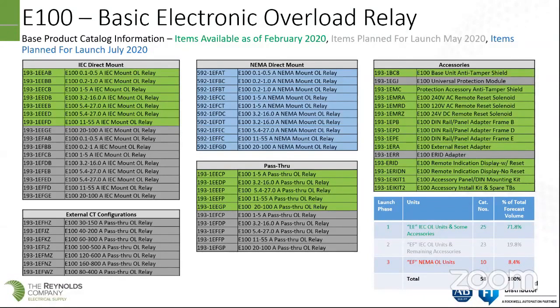So the basic versions are out currently. They can be purchased. The advanced versions will be out next, hopefully here in the next week or two. And then the NEMA contactors again will be the last part of this, and you'll see that hopefully end of July, first part of August.